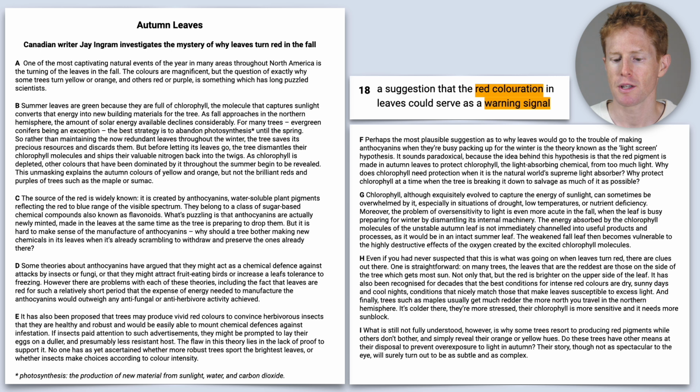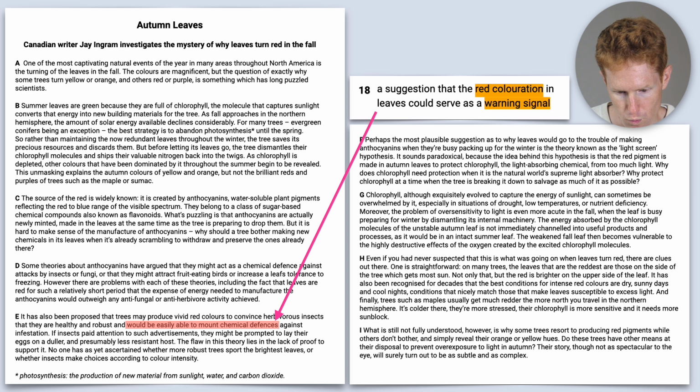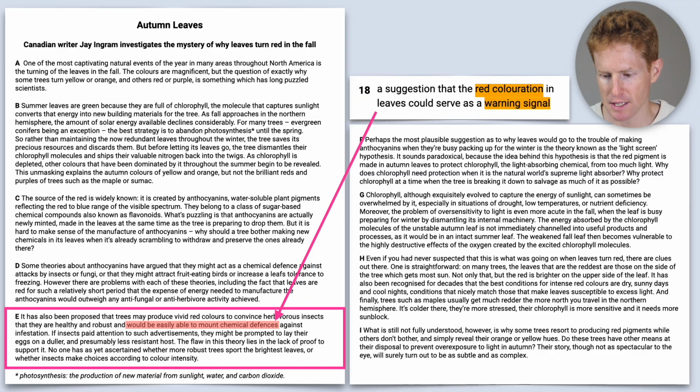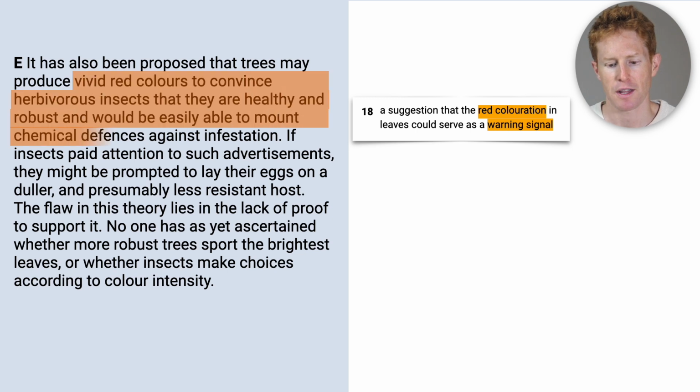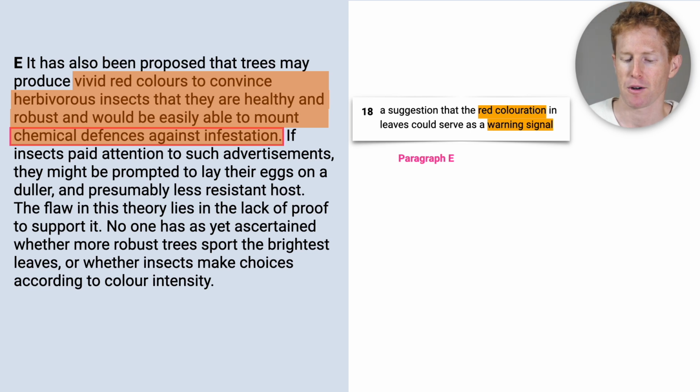18. A suggestion that the red coloration in leaves could serve as a warning signal. So red coloration, warning signal, scan the text. I can find this, would be easily able to mount chemical defenses against bugs. Let's read this in more detail. Pause the video, choose, is this the correct paragraph? I think the answer is here. The answer is, in fact, paragraph E.